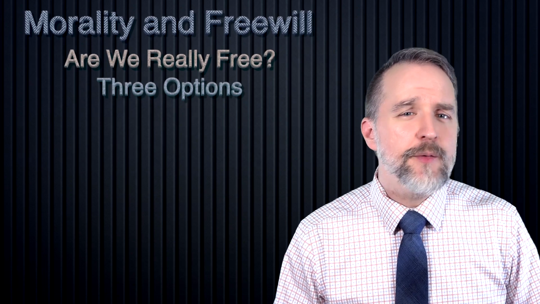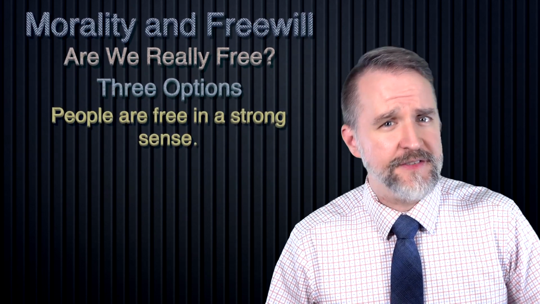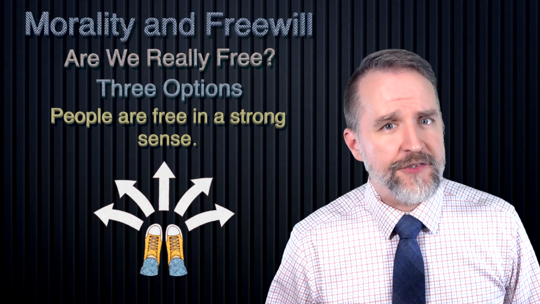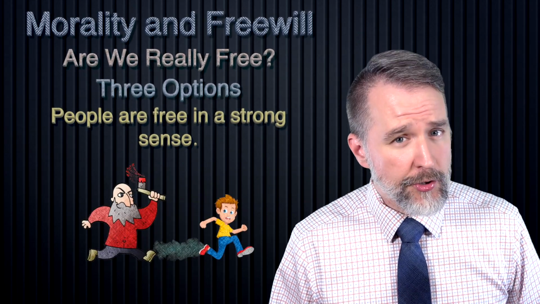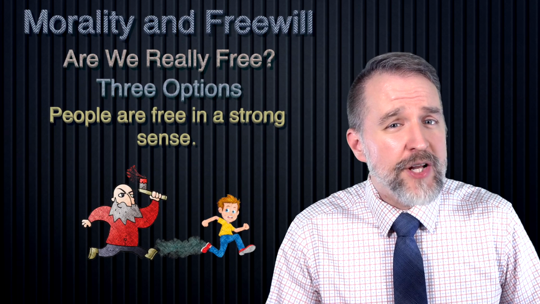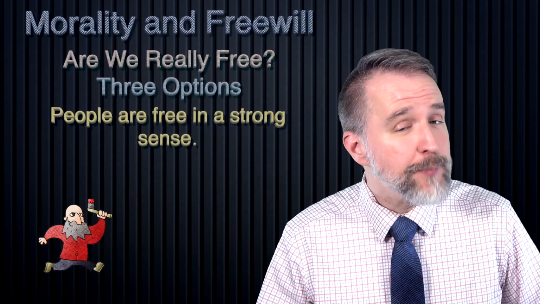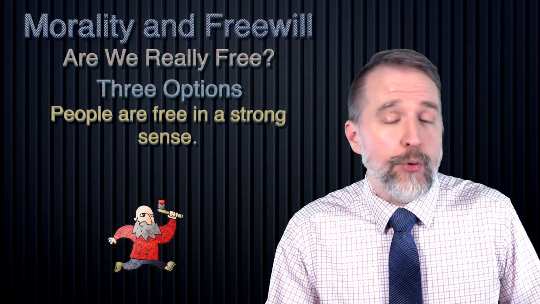In the second option, people are free in a strong sense. They have the ability, within reason, to choose between various options. So, when someone commits murder, if we can establish that the person could have chosen otherwise, we can hold them accountable for their action and punish them. Again, for instance, by putting them in prison.